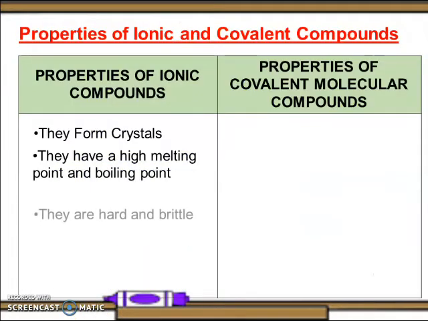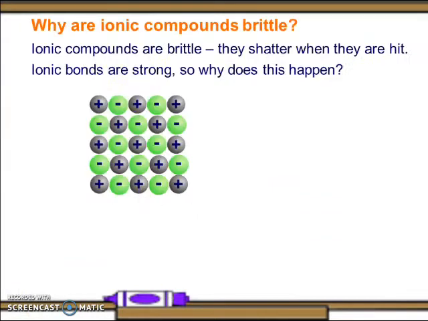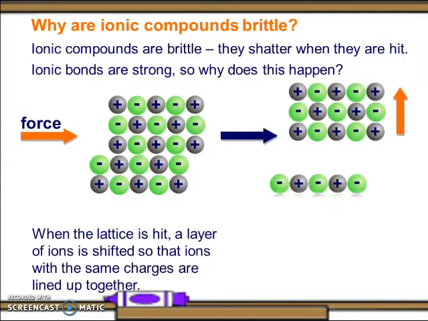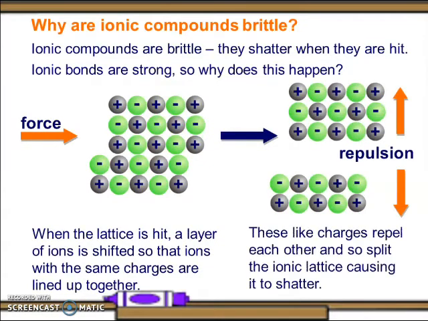Next, they are hard and brittle. Why are ionic compounds brittle? Ionic compounds are brittle; they shatter when they are hit. Ionic bonds are strong, so why does this happen? When the lattice is hit, a layer of ions is shifted so that the ions with the same charges are lined up together. These like charges repel each other and so split the ionic lattice, causing it to shatter.